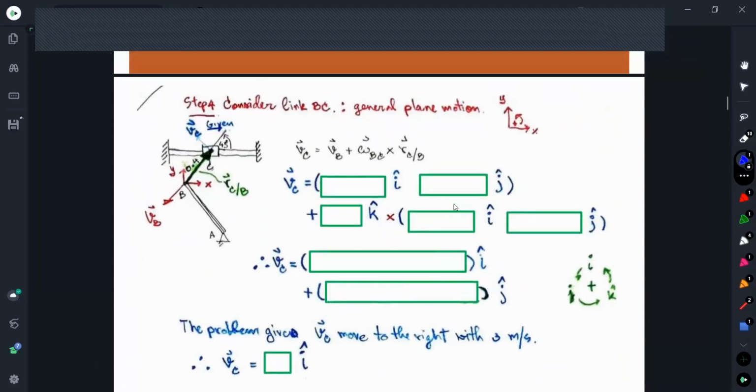In the next step, we consider the link BC now. That is general plane motion. But at this moment, we already know VB from the previous step. So we move to find the velocity VC with respect to VB. So we have VC equal to VB plus omega BC cross R_C/B. For VB, we already know that from the previous step. It is equal to minus 0.52 omega AB i and minus 0.3 omega AB j.